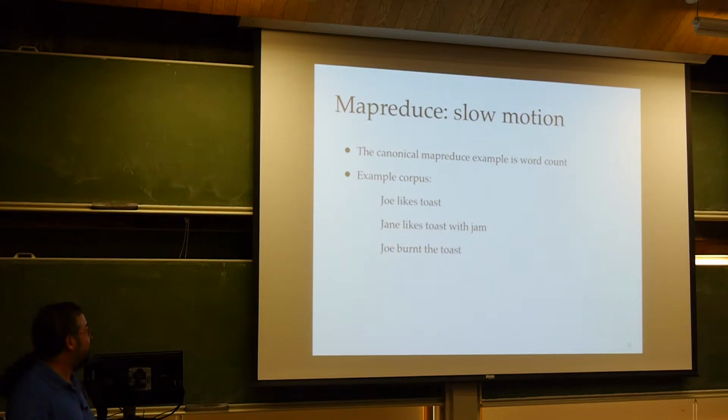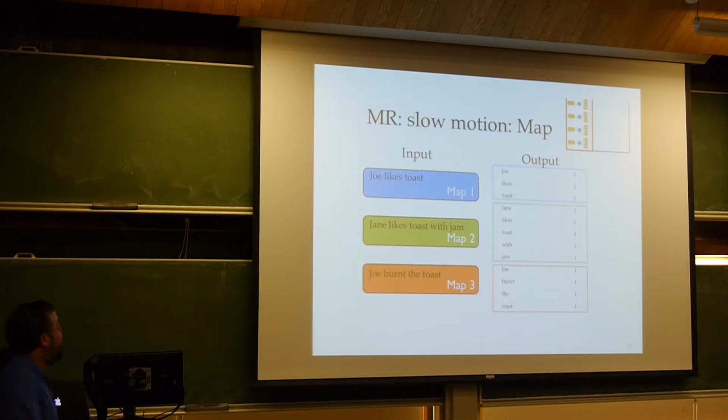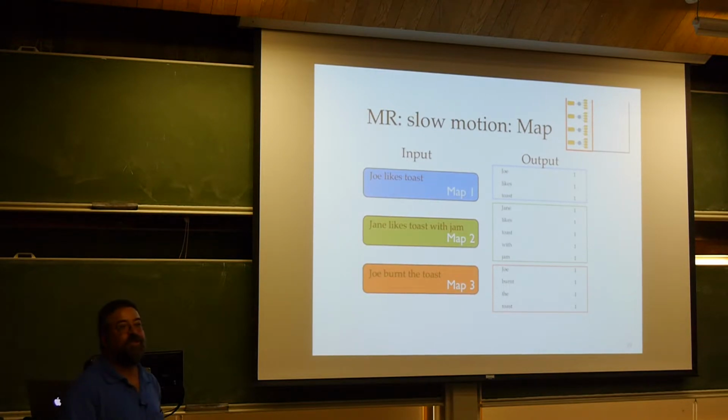So let's walk through an example and that'll make things somewhat clearer. We're going to start with a corpus. This is not an internet-sized corpus. It just has 3 examples: Joe likes toast. Jane likes toast with jam. Joe burnt the toast. What we're going to do is count the number of occurrences of each of those words. This is, for better or worse, the canonical example that everybody uses to describe MapReduce problems, the word count example. And what we're doing in naive Bayes is just this far away from word count. It's like we're taking the word count example and I projected it to the convex hull of machine learning algorithms. That's what we're doing.